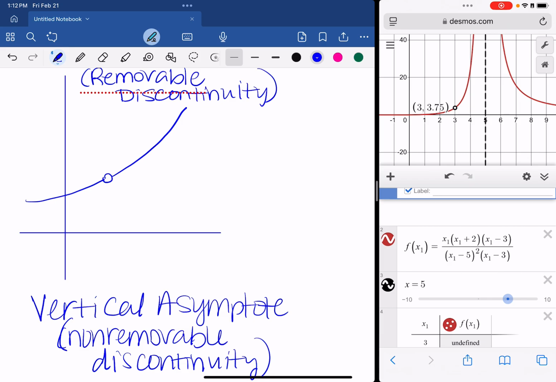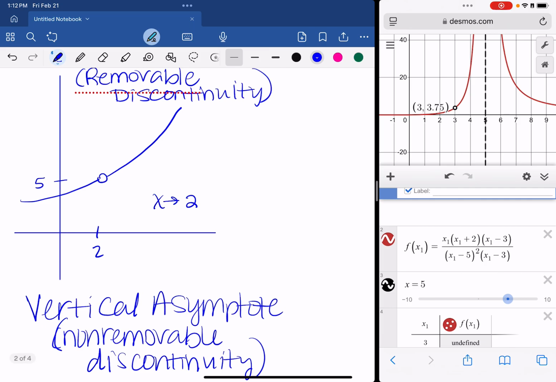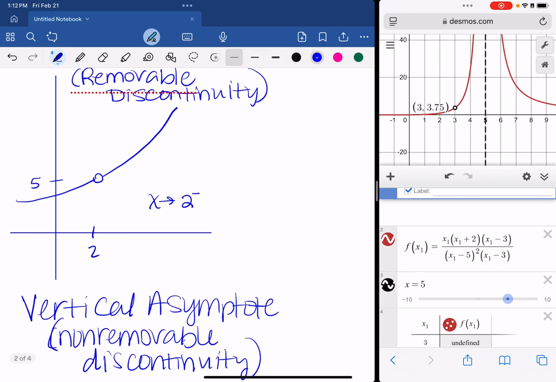So maybe we could say, as we approach x from the left, we'll just call this 2 and I'll call the y value 5 as an example. So as x approaches 2, and we would use a superscript of a little negative to show that I'm coming from the left, I'd be able to answer this with a limit, and let's say this is some function f of x. So the limit of this function as I approach 2 from the left is going to be 5.